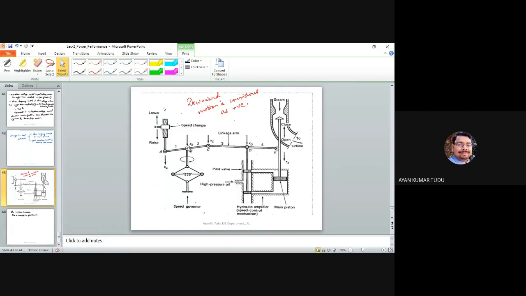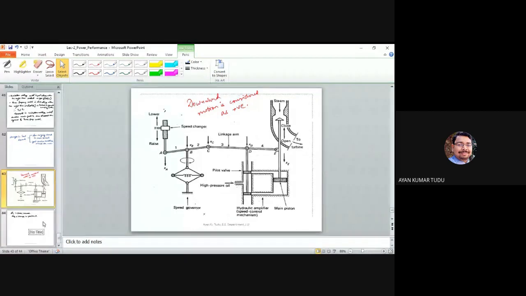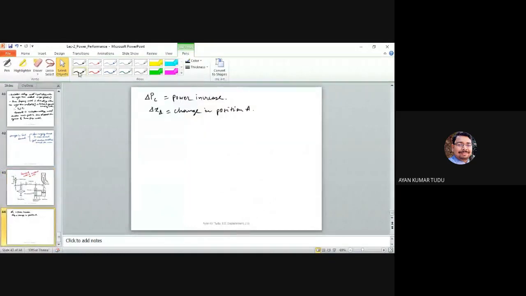So the change in point C can be dictated by two factors, that is delta XC can be written as K1 into delta F minus K2 into delta PC. This K2 into delta PC is nothing but the change in delta XA.